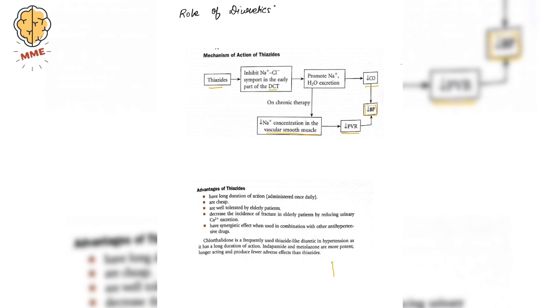Advantages of thiazides can be listed here. They have a long duration of action, are cheap, and are well tolerated by elderly patients. They decrease the incidence of fracture in elderly patients by reducing urinary calcium excretion, and have a synergistic effect when used in combination with other antihypertensive drugs. Chlorthalidone is a frequently used thiazide diuretic in hypertension, and it has a long duration of action. Indapamide and metolazone are more potent, longer acting, and produce fewer adverse effects than thiazides.